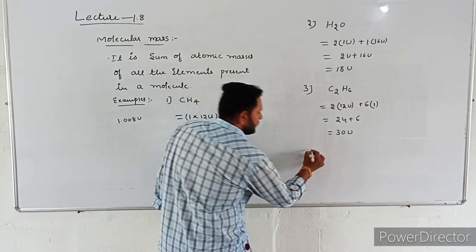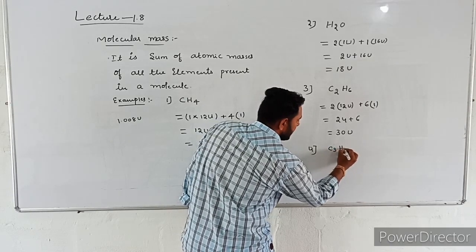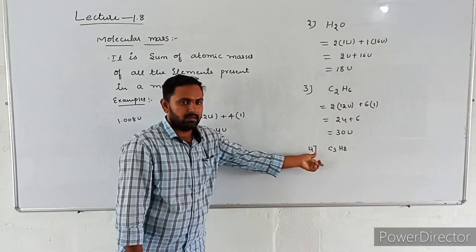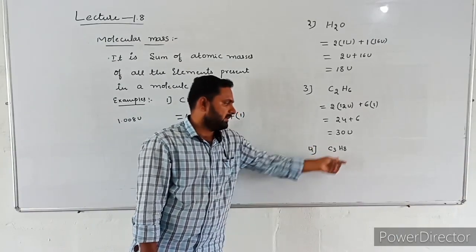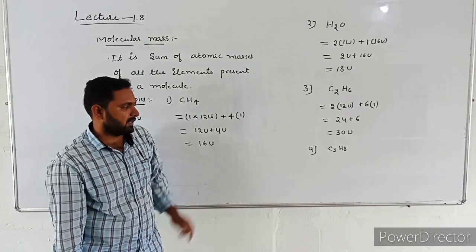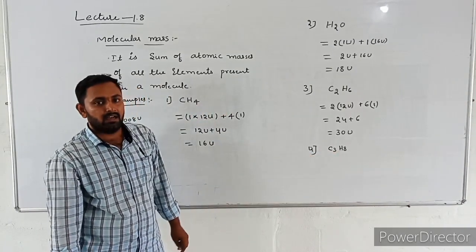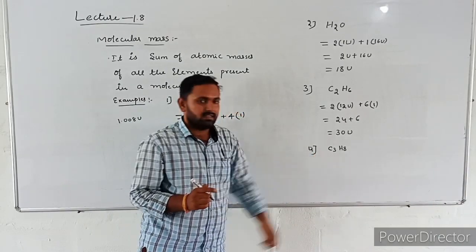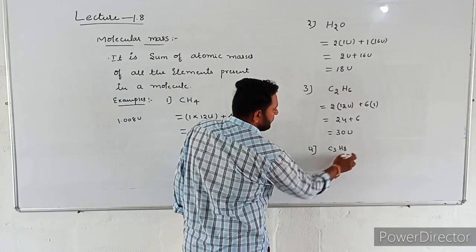Next, molecular mass of propane, C3H8. Now calculate molecular mass for propane. First you find out how many types of elements are present. There are two types of elements. One is carbon and another one is hydrogen. After identifying types of elements, add atomic masses of each element.